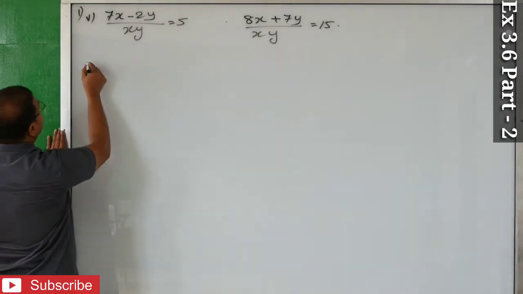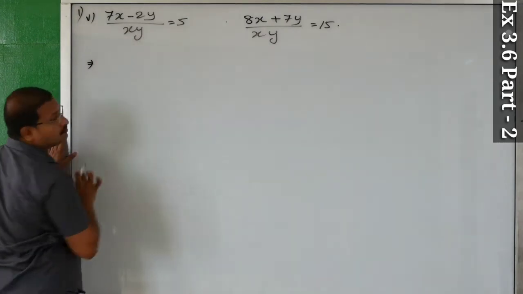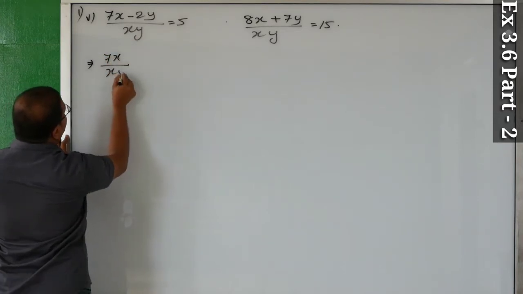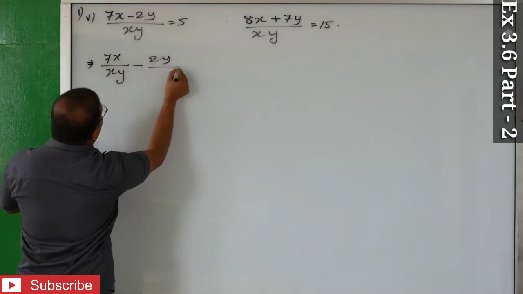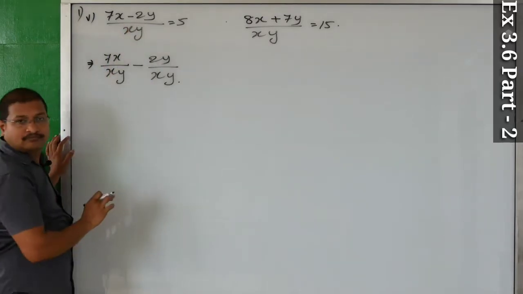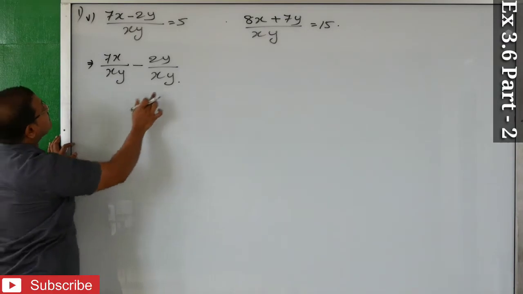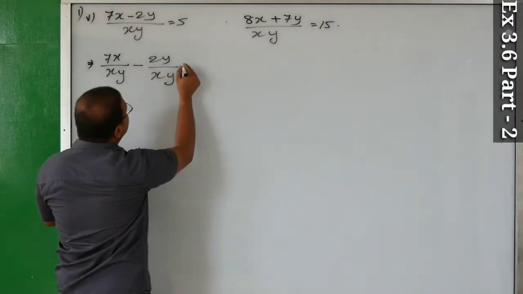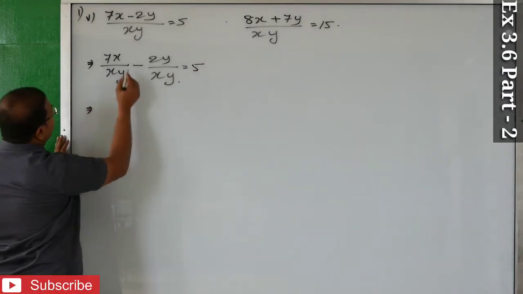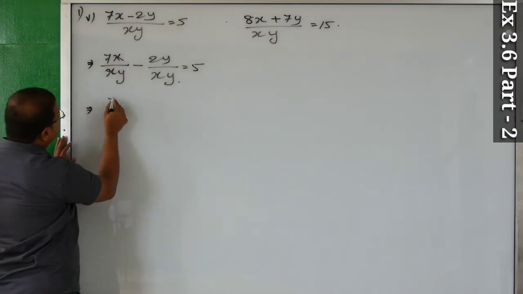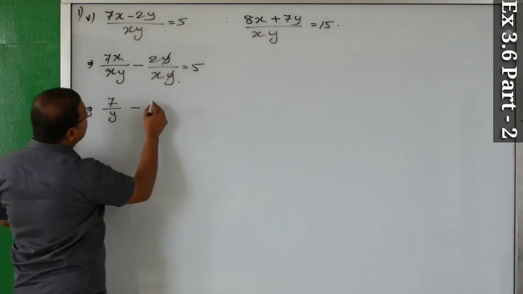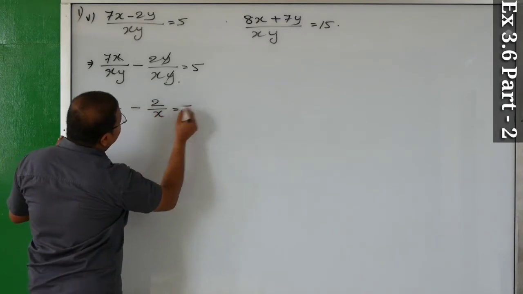What you will do means, here we are going to separate the denominator. Denominator is xy, we will separate this. That means 7x divided by xy minus 2y by xy. This denominator we are distributing to the numerator separately. That means 7x divided by xy minus 2y by xy equals 5. Ready? This implies, now see, x will cancel. We will get only 7 by y, minus, y will cancel. We will get only 2 by x equals 5.